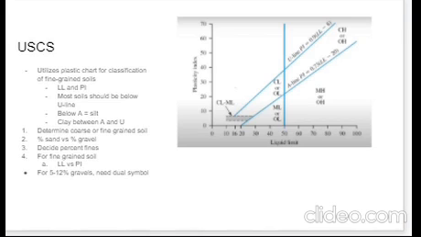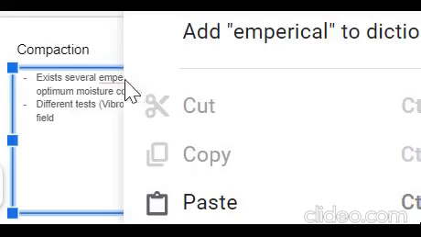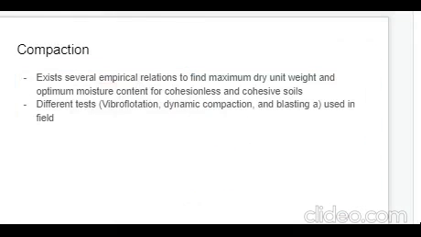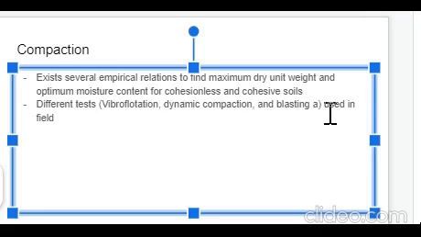And the plasticity chart requires liquid limit and plasticity index, and most soil should be below the U line. Above the A line are silt soils, and clays are usually between the A line and the U line. There are also empirical relationships to find maximum dry unit weight and optimum moisture content for cohesionless and cohesive soils, and different tests such as vibroflotation, dynamic compaction, and blasting can be used in the field for compaction as well.